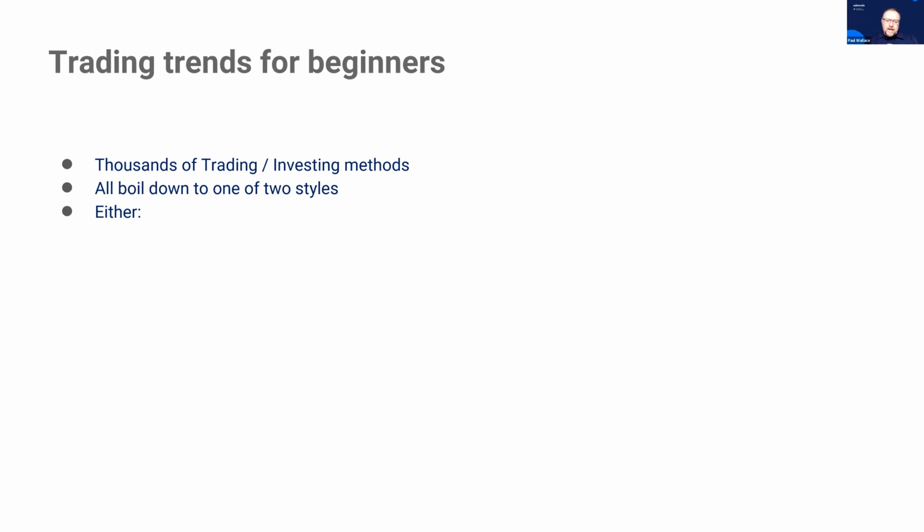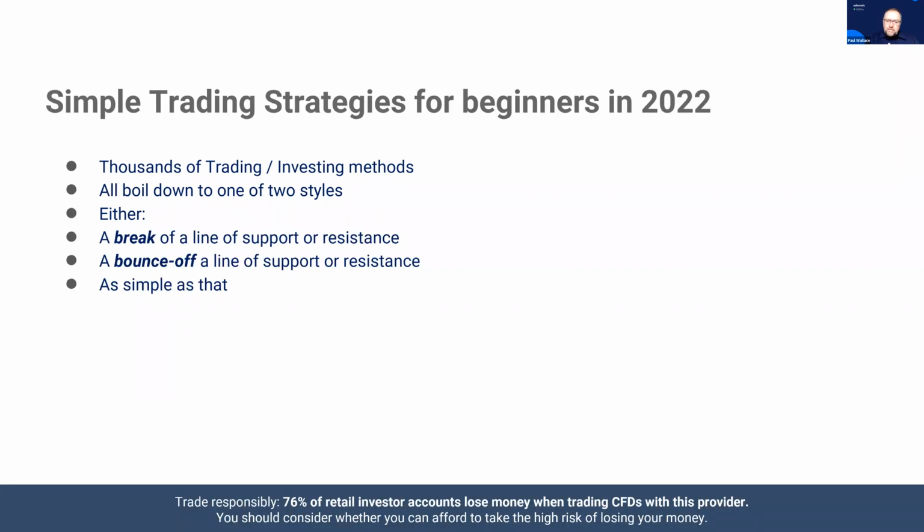But my view is that generally they all boil down to one of two trading method styles. You are trading either a break of a line of support or resistance, or you're trading a bounce off a line of support or resistance. It's as simple as that. There are lots of nuanced areas and different trading styles, but when you break it down, just keep it simple, ladies and gentlemen, and it becomes a break of a line of support or resistance, or a bounce off a line of support or resistance.